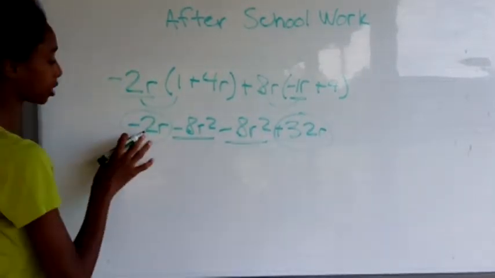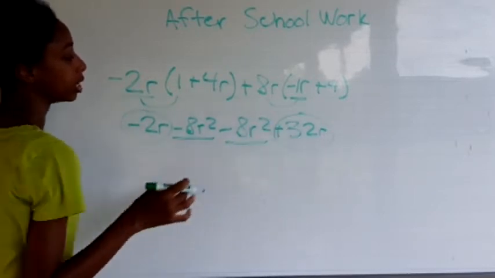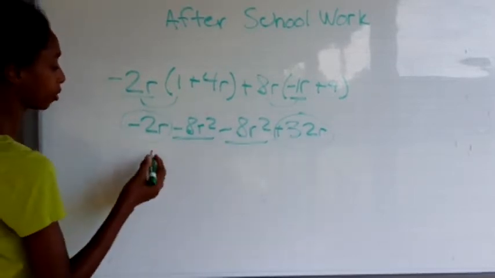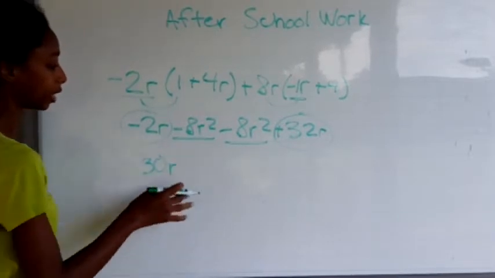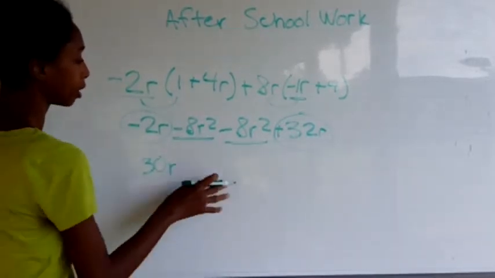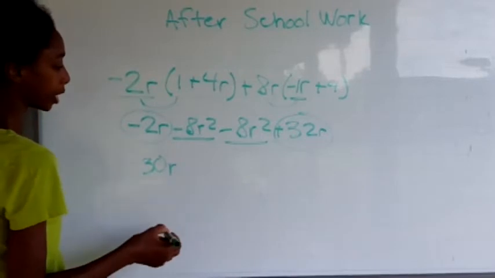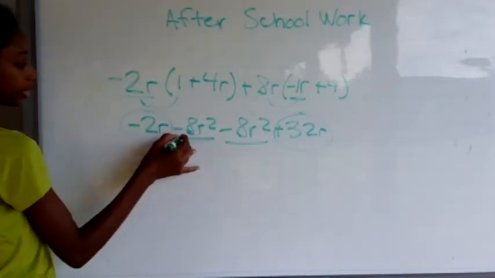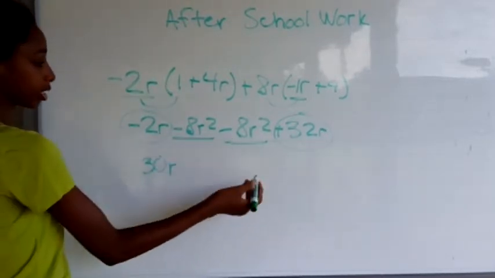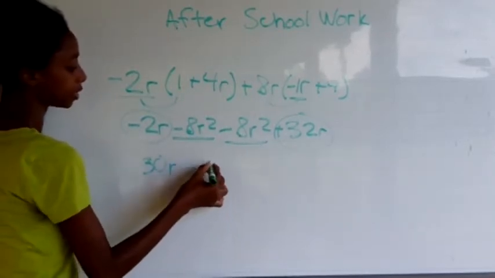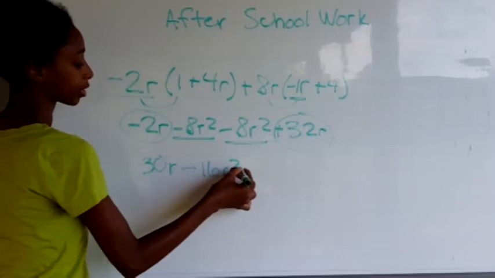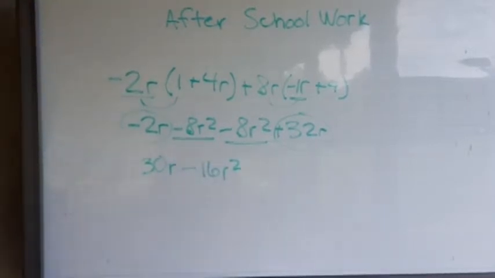Alright, so we can do these first. We have negative 2r plus 32r, which is going to be positive 30r, and then negative 8r squared minus r squared. Remember, we're starting on negative 8 and we're subtracting, then we're going left further away from the 0, so that's going to be negative 16r squared. And that's our simplified answer.